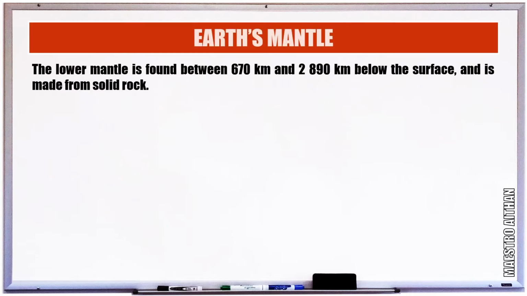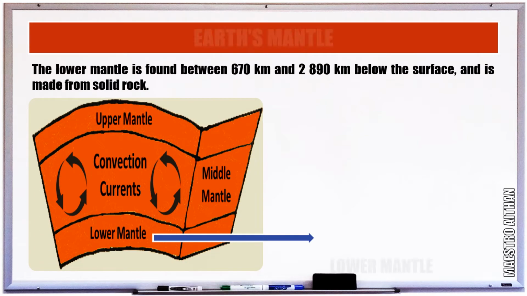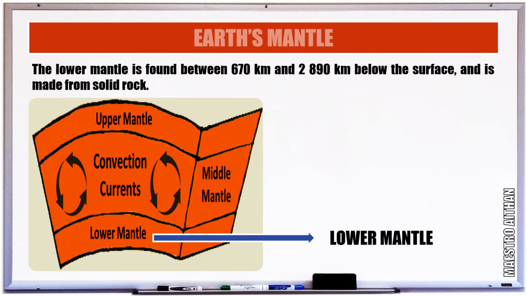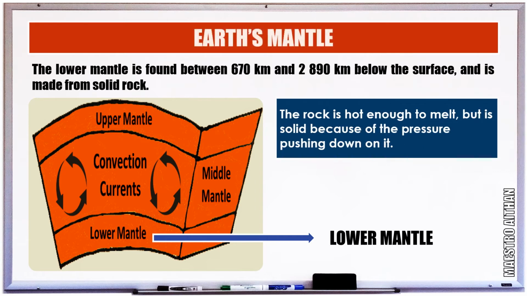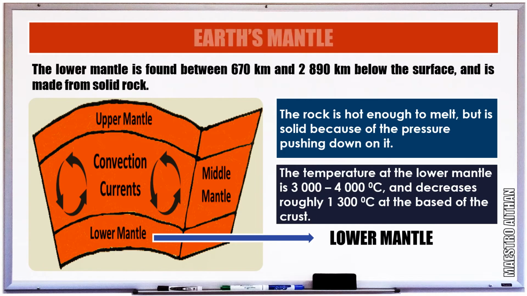The lower mantle is found between 670 kilometers and 2,890 kilometers below the surface, and is made from solid rock. The rock is hot enough to melt, but is solid because of the pressure pushing down on it. The temperature at the lower mantle is 3,000 to 4,000 degrees Celsius, and decreases to roughly 1,300 degrees Celsius at the base of the crust.